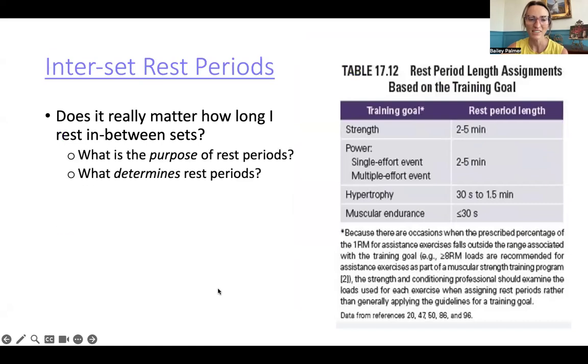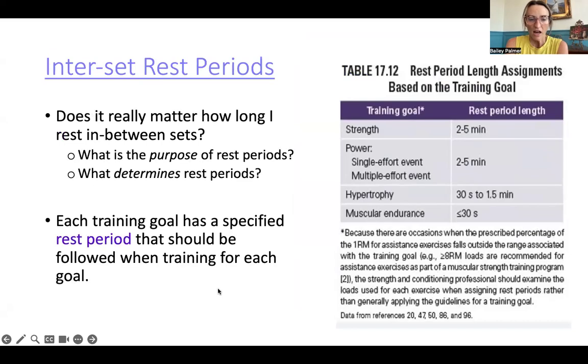And then last is looking at rest periods. With rest periods, each training goal has a specified rest. We see that strength and power have the greatest amount of rest because that's the hardest. These are the hardest training goals, and we want to be as recovered as possible before we go back to the next set. And so the purpose of rest periods is basically to replenish all your energy and to clear away any acidity that the body has accumulated during the workout.